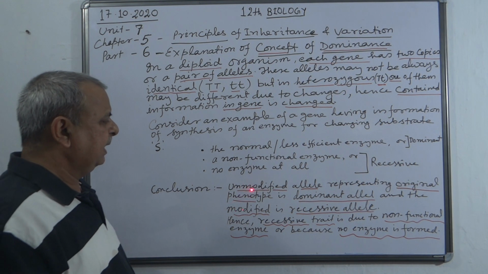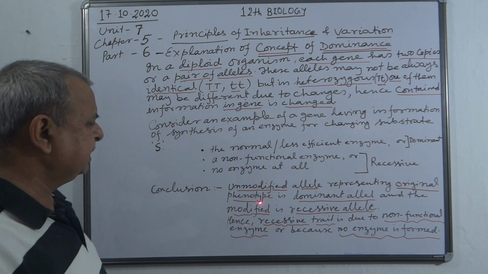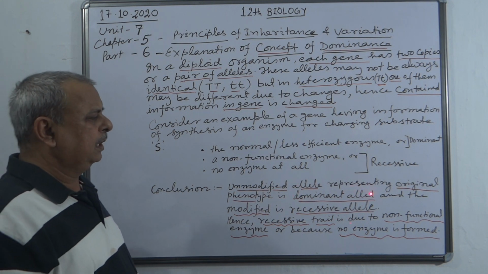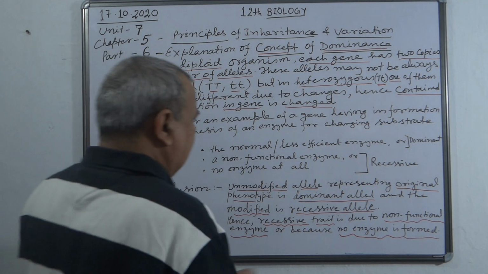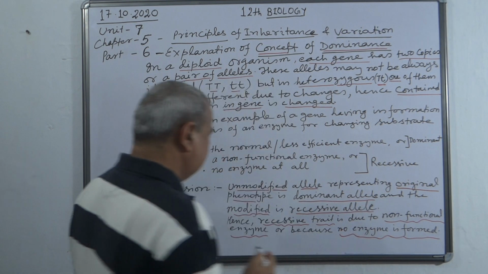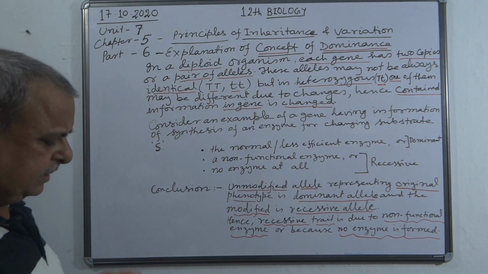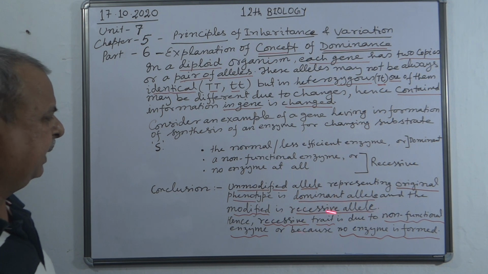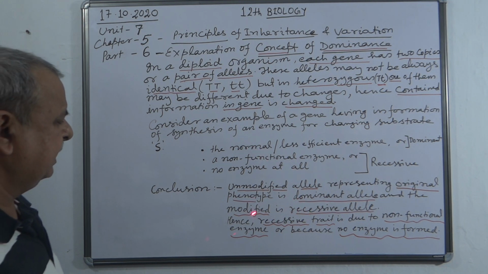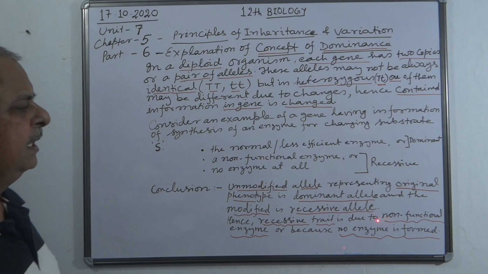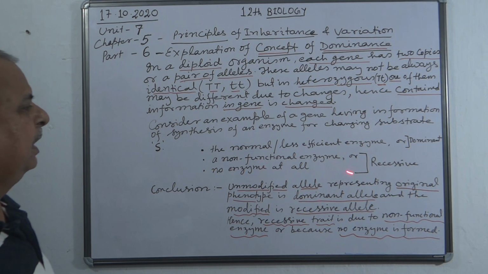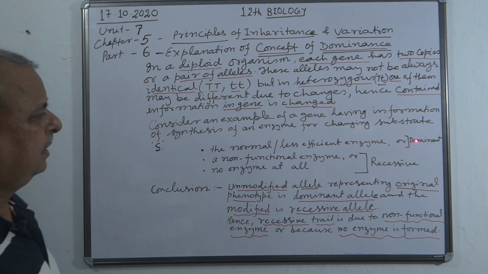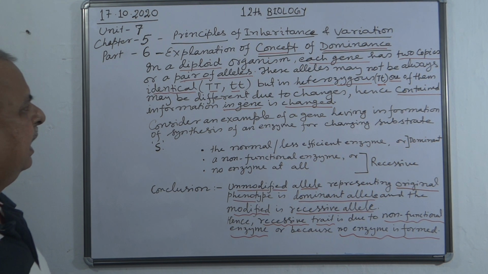What is the conclusion from this? The unmodified allele representing the original phenotype is therefore a dominant allele, and the modified allele is a recessive allele. On that basis, the conclusion is derived. Hence, a recessive trait is due to a non-functional enzyme or no enzyme at all. So in these two conditions recessive traits develop, and in the normal condition the dominant trait appears.